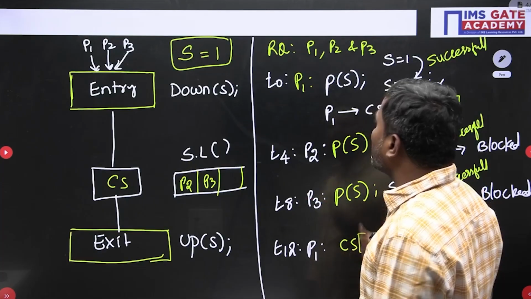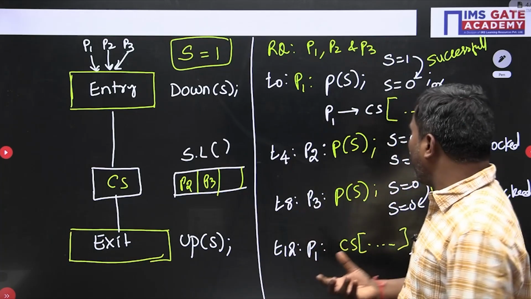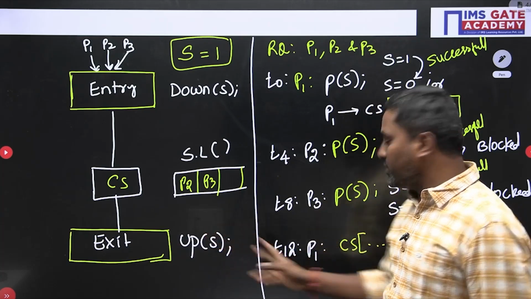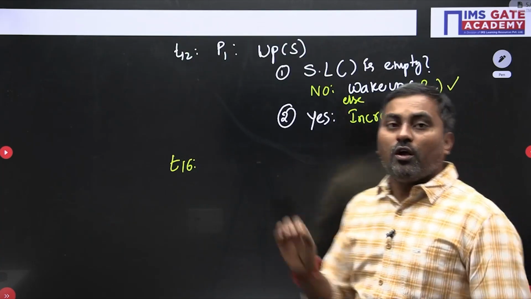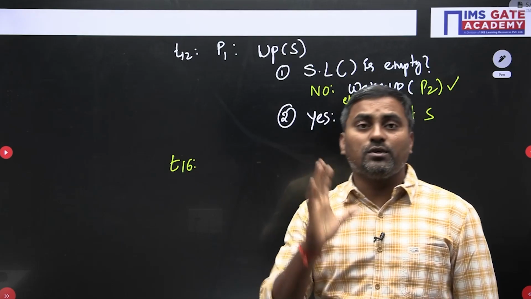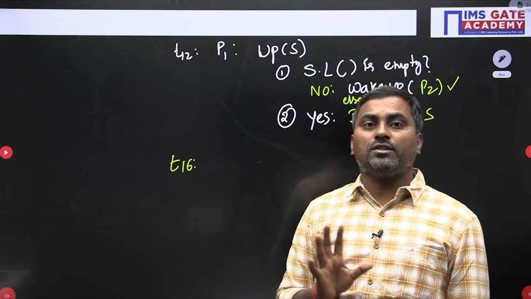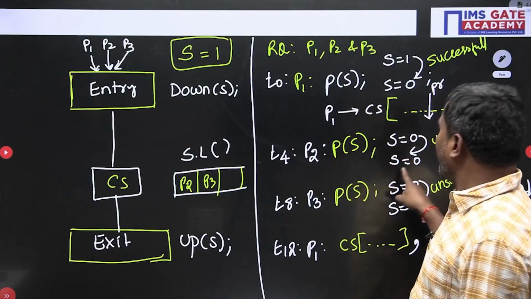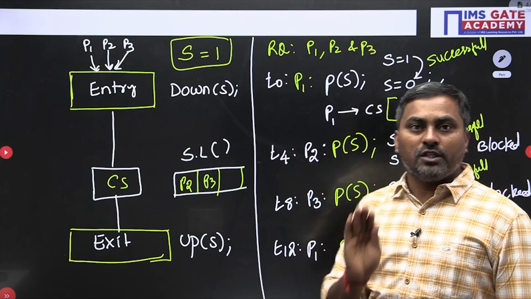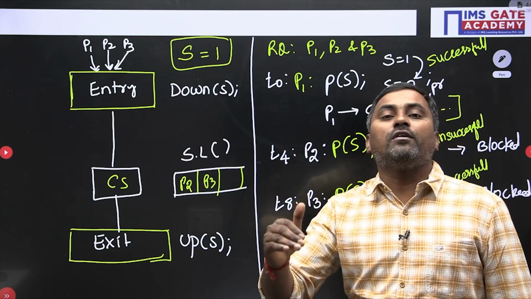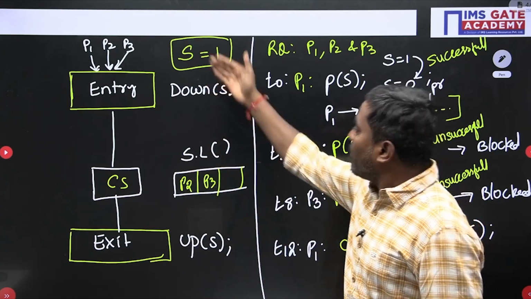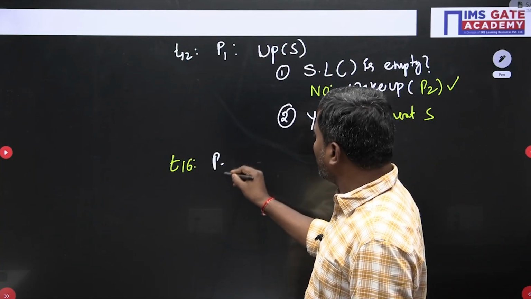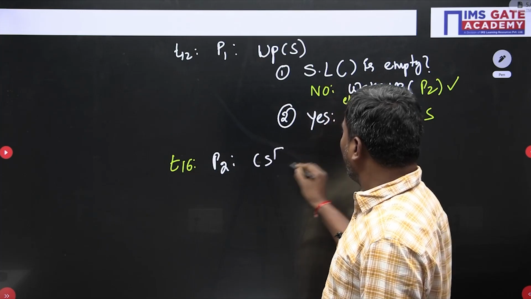Now my question to all of you, pause the video. Process P1 completed the critical section work and performed the up operation. Now it wakes up P2. Where will P2 resume? Does it execute any instruction, or does it directly enter the critical section? Process P2, when it was running, got blocked during the down operation. So now it will run the next instruction, which is the critical section. At time T16, process P2 will enter the critical section.